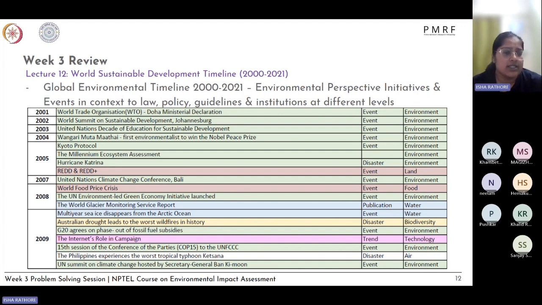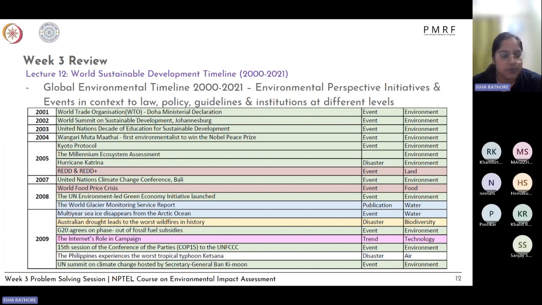2009, we saw an increase in the role of the internet in campaigning and raising awareness, with online signatures and petitions as an emerging trend you would have seen. Then we had the multi-year sea ice disappearing from the Arctic Ocean. We had the G20, which agreed to phase out fossil fuel subsidies. That is the subsidies which they were giving to countries which were still using fossil fuels.